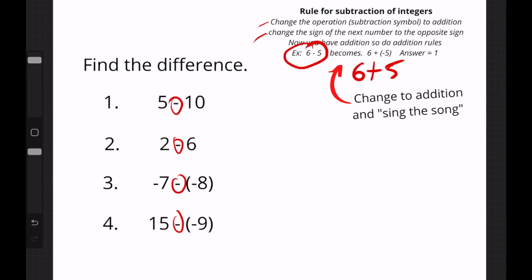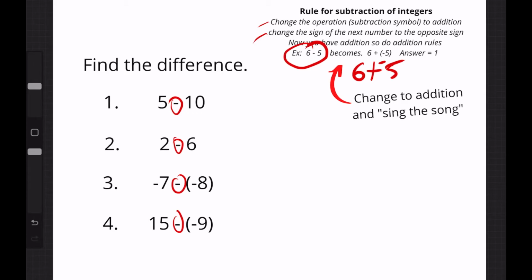But the very next step is, if we do that, we have to change the sign of the next number. So we have to make that plus 5 into negative 5. So now we wind up with 6 plus negative 5, and we also now wind up with an addition problem. And in addition of integers, you can sing the song. And let's sing it for a moment. Same signs, add and keep. Different signs, subtract.